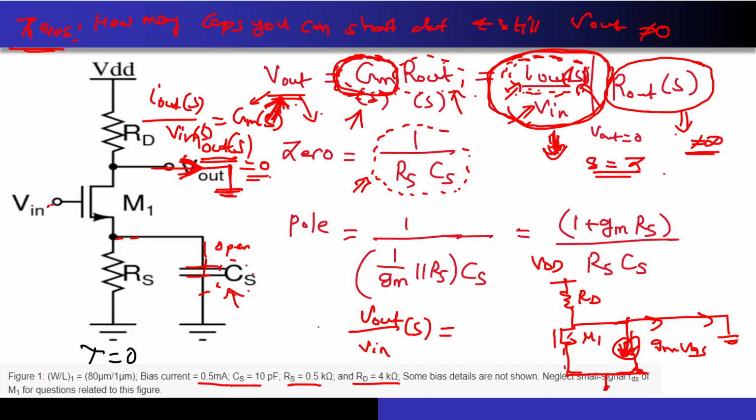So now what I was saying is, what is the impedance looking up from here? What do you think? Impedance looking at the source of M1.